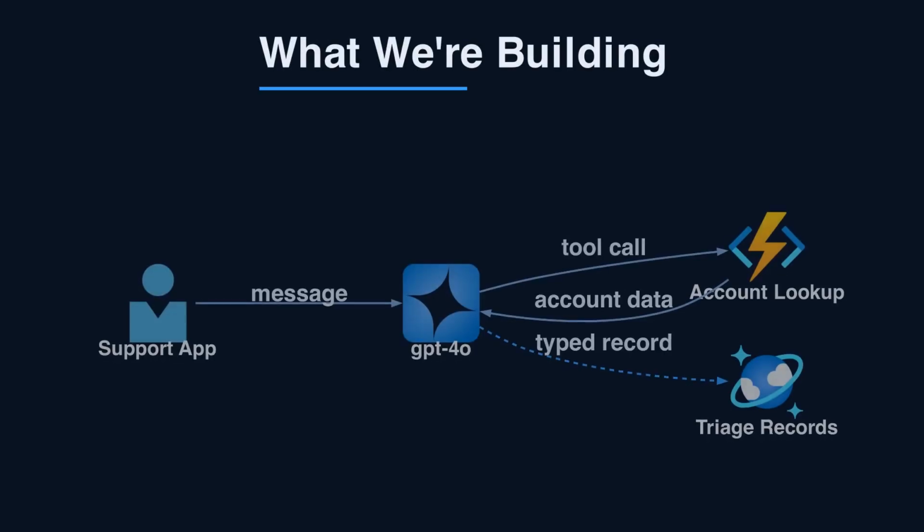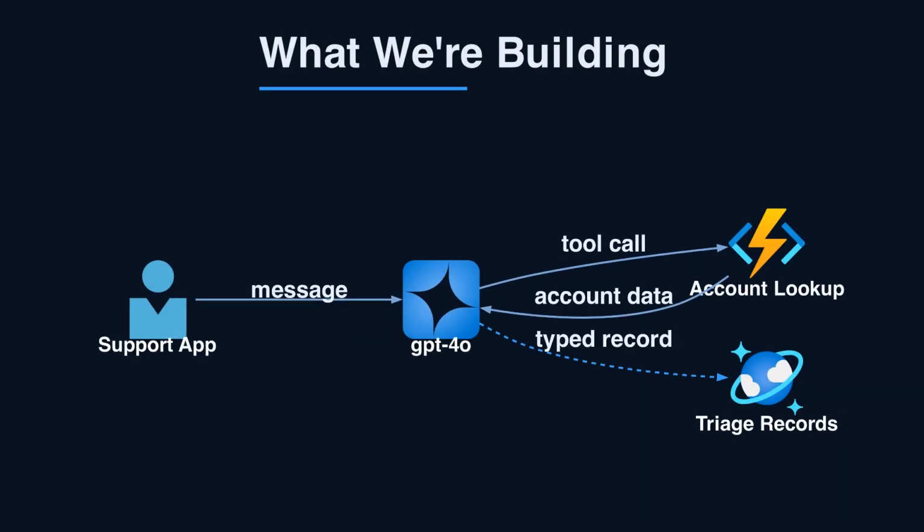Our assistant takes a raw customer message and produces a typed triage record, category, severity, and a suggested next step. But to set severity well, it needs live data, the customer's current plan and open ticket count, which lives in our own service. So the flow is: the model calls a tool to look up the account. Our code hits the backend and returns the data. Then the model produces a final structured triage object. Function calling handles the lookup. Structured outputs guarantees the triage record matches our schema so it drops straight into a database.